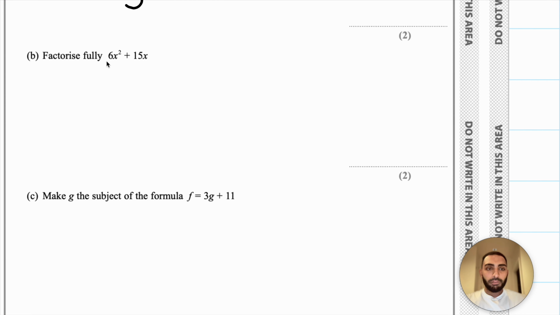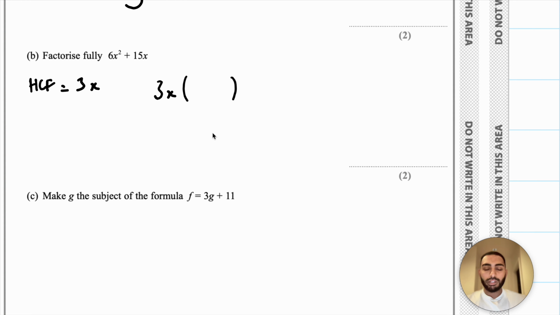Part B, factorize fully 6x² + 15x. The first thing that I need to do if I'm factorizing, I'm looking for my highest common factor of my numbers and then my letters. I've got 6 and I've got 15. So what's the highest common factor of 6 and 15? That would be 3. Then I'm looking for the highest common factor of x² and x. So that would be x. So on the outside of my bracket would be 3x.